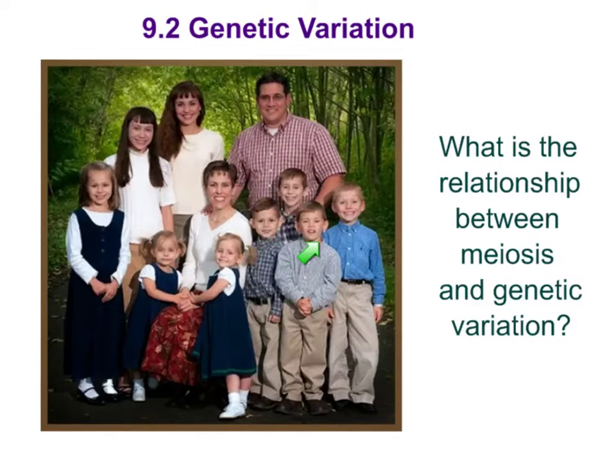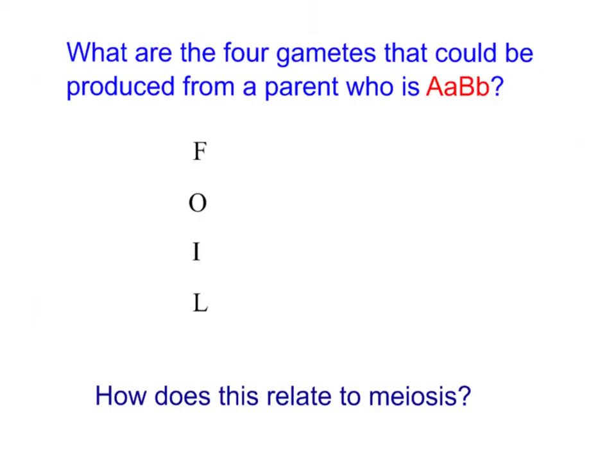Can't quite imagine having that many unique individuals in one family, but this is a large family. There's one mother and one father, the biological parents of all these kids, and all of them are unique and different. So how does that happen? Why are brothers and sisters different from one another? What is the relationship between meiosis and genetic variation? So we're going to talk about that today.